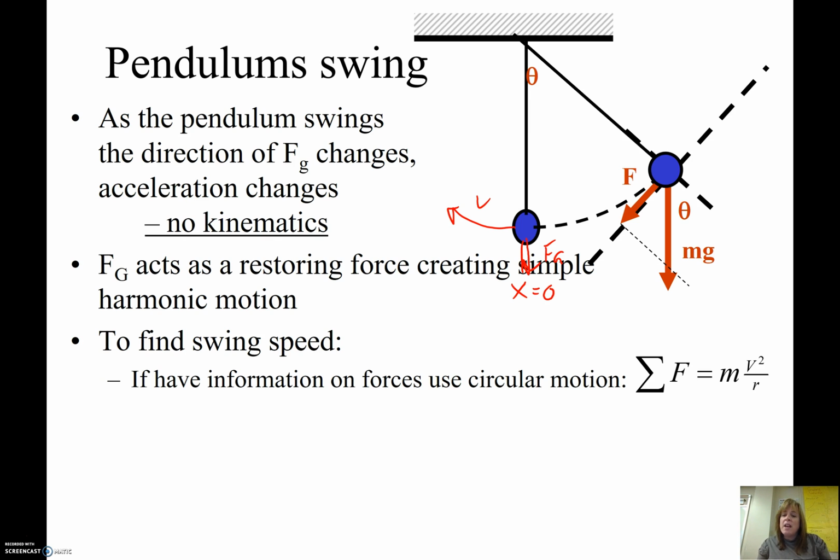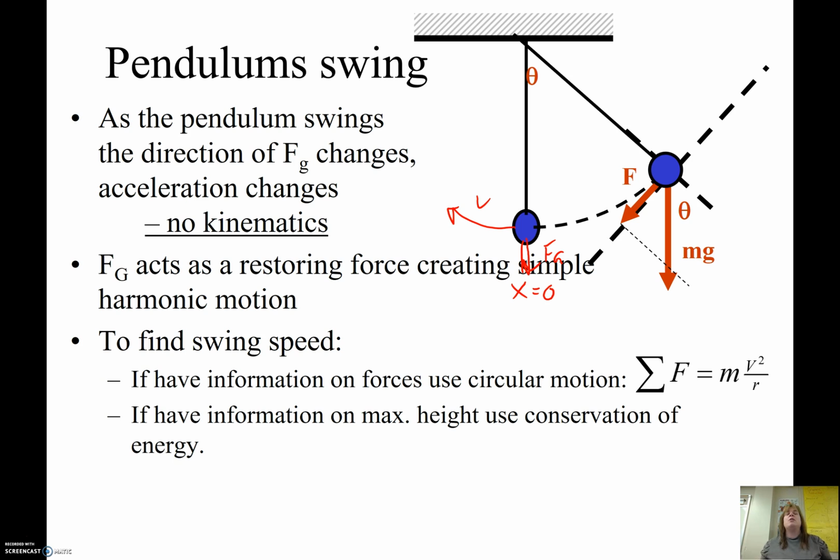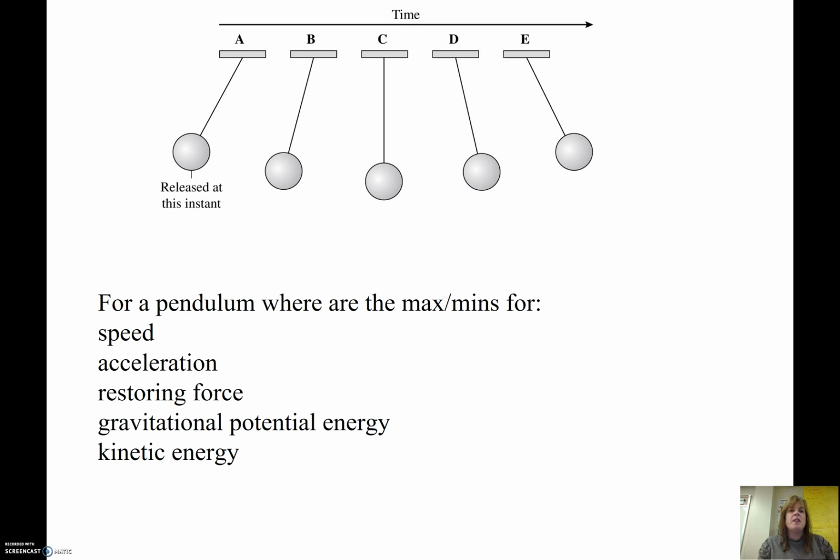Now, if you don't have information about forces, but maybe you have information about height, or maybe you have information about the speed at the lowest point and you want height, then you want to use the law of conservation of energy. Now, just like springs, we went through this process of figuring out where things are max and where things are min. So we're going to do that same exact thing for my pendulum. And we're going to start down at the energy part. So let's talk about the energy of the swing.